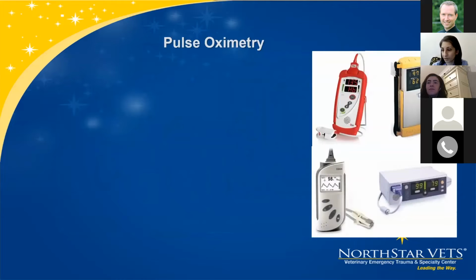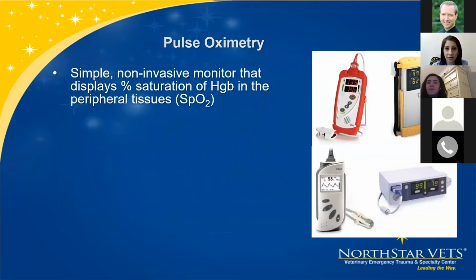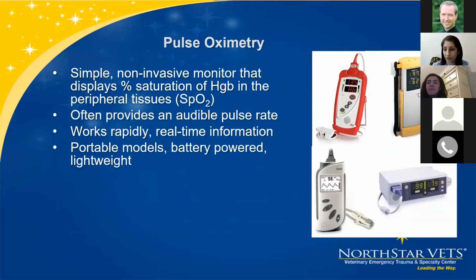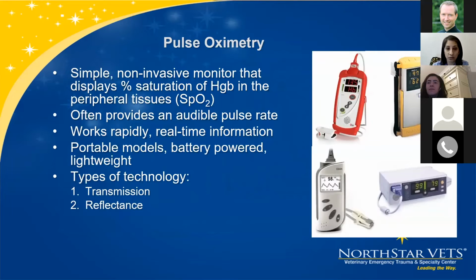So we're going to move on to methods for monitoring oxygen. The most common of those is the pulse oximeter. And this does provide a simple, non-invasive monitor that displays the percent saturation of hemoglobin, and it also displays a pulse rate. They work rapidly with real-time information. There are several portable models as shown here on the side. They utilize one of two types of technology, either transmission or reflectance.